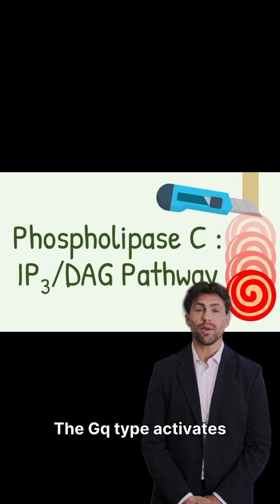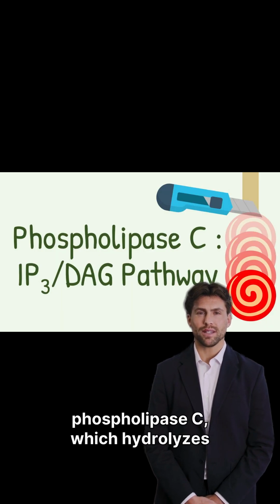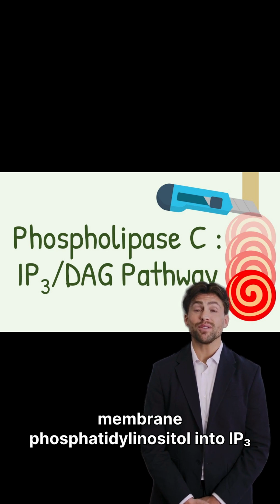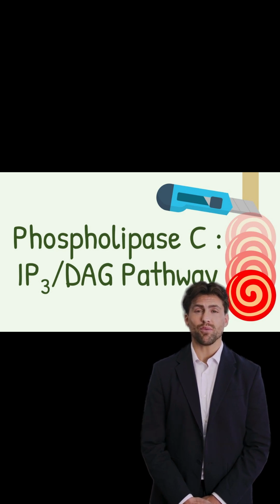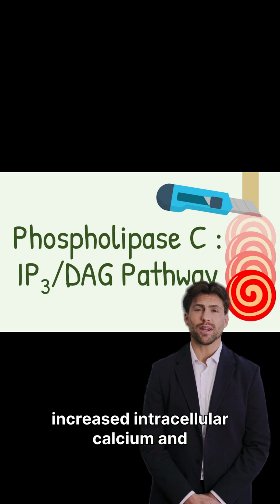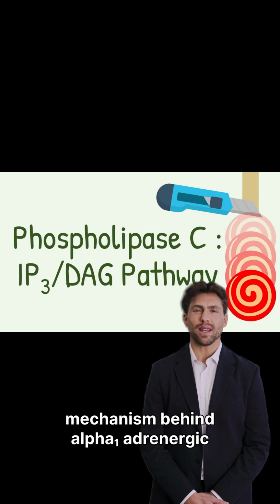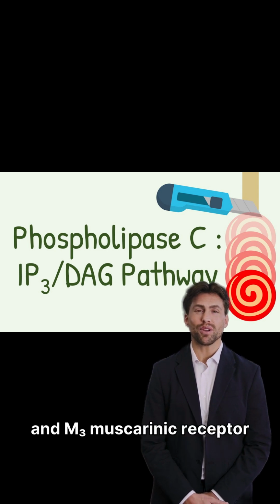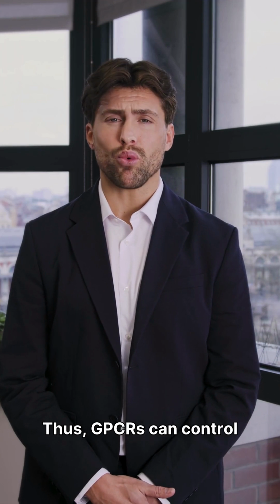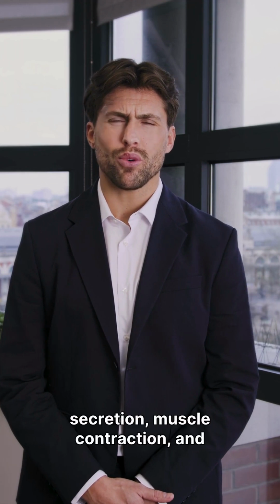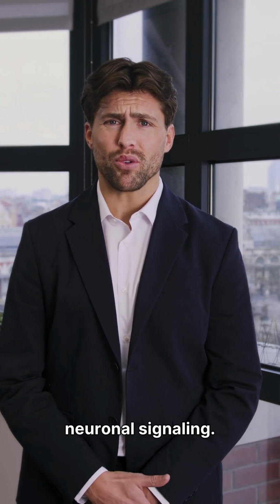The Gq type activates phospholipase C, which hydrolyzes membrane phosphatidylinositol into IP3 and DAG, leading to increased intracellular calcium and activation of protein kinase C. This is the mechanism behind alpha-1 adrenergic and M3 muscarinic receptor actions. Thus, GPCRs can control a wide range of cellular activities including metabolism, secretion, muscle contraction, and neuronal signaling.